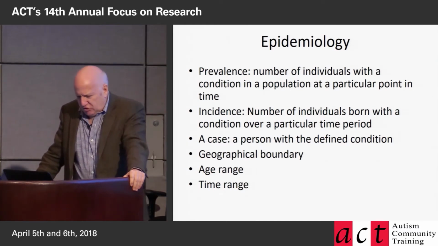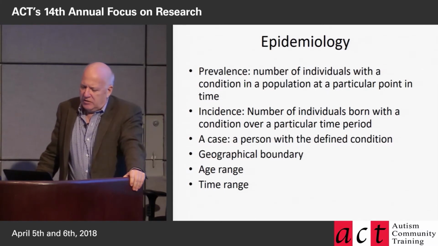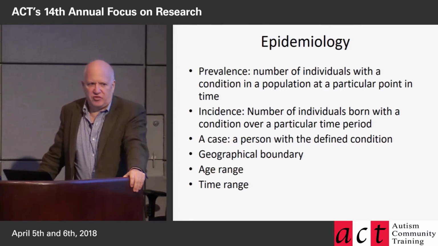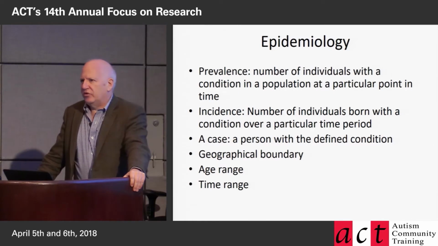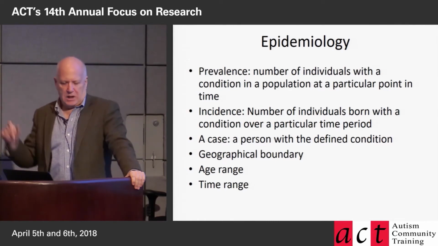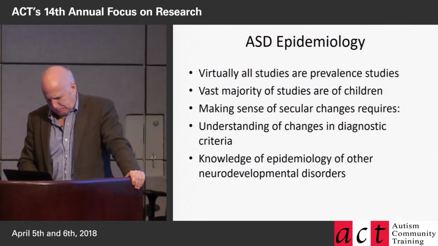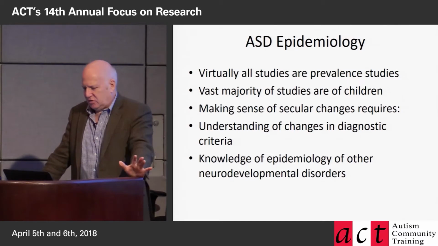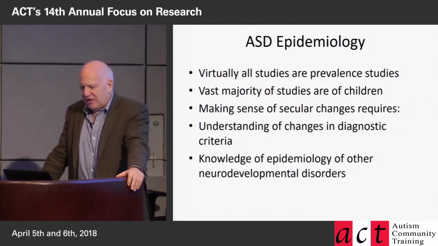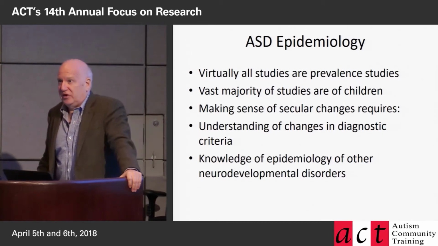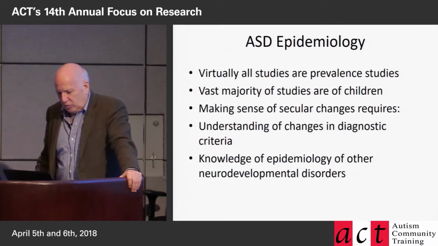I've already talked about the age range of the report, and the time range is really data from about 2015 onwards. Because this was a pan-Canadian study, different provinces had data available from different time periods. So if we look at ASD epidemiology in total, I've already mentioned that most of the studies are prevalence studies, and virtually all of the studies are studies of children. There's less than a handful of epidemiological studies counting the numbers of adults with ASD.